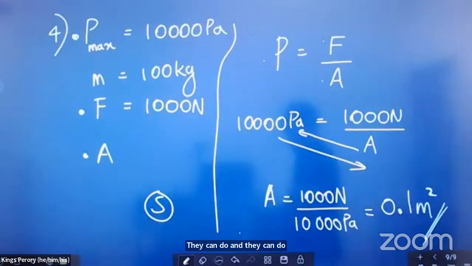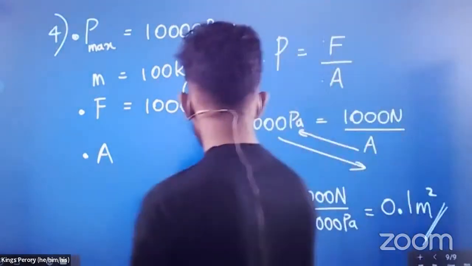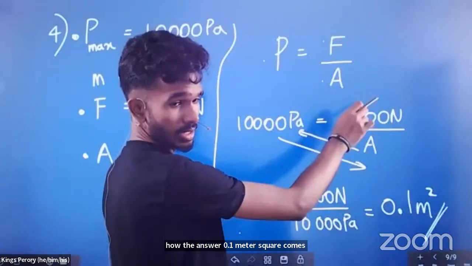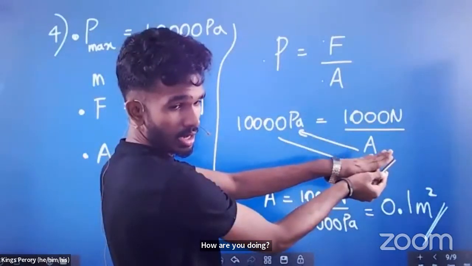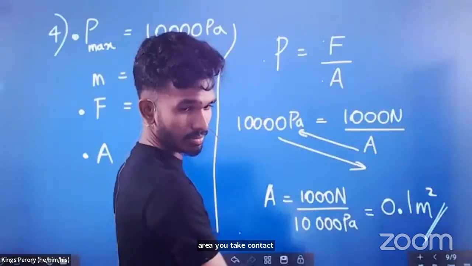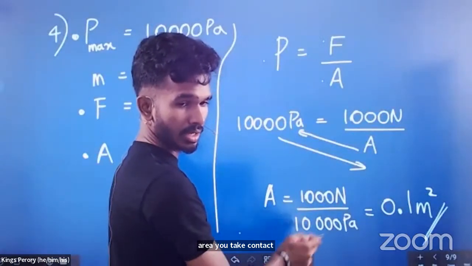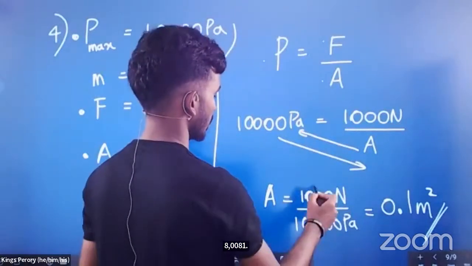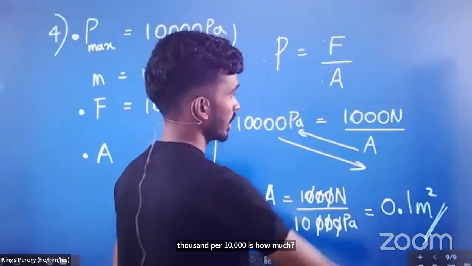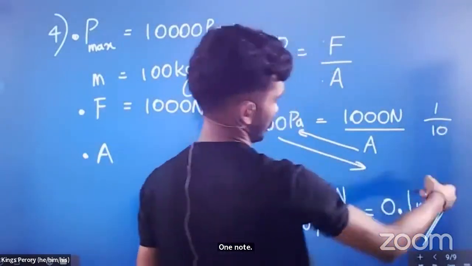So how does the answer 0.1 meter square come? Okay. This is there, that is there. Area you take on top, 10,000 you take at the bottom. 1000 divided by 10,000 is how much? Zeros cancel out, 1 over 10. 1 over 10 is how much? Fine.